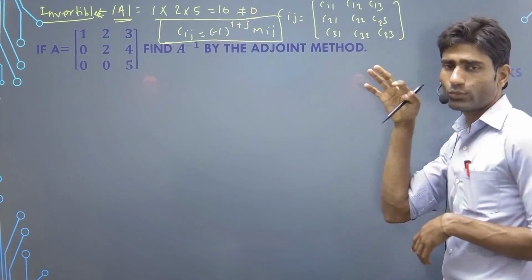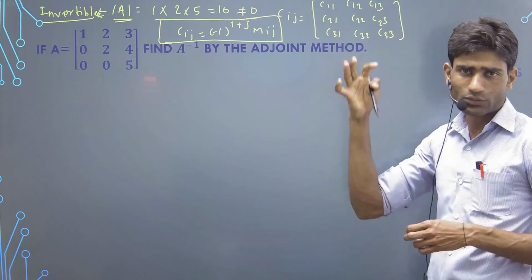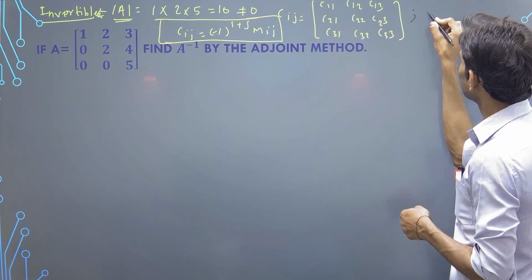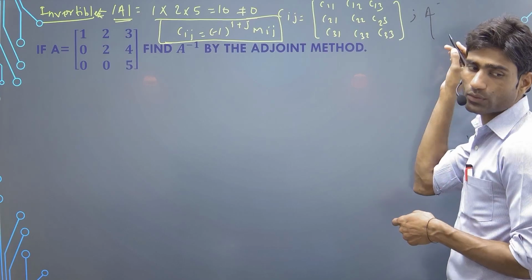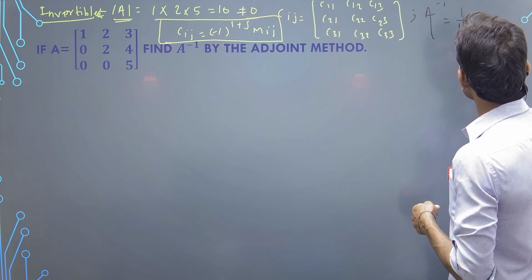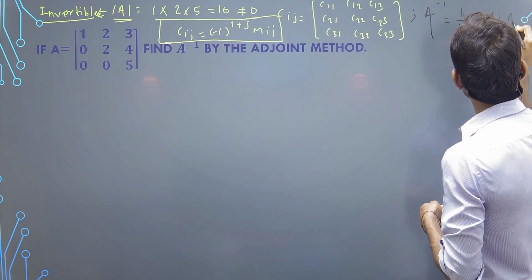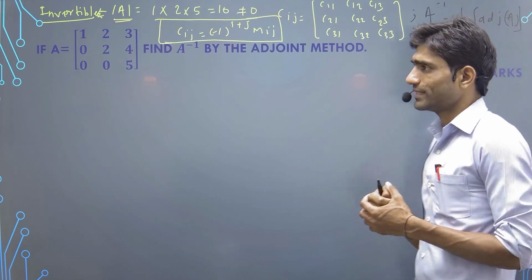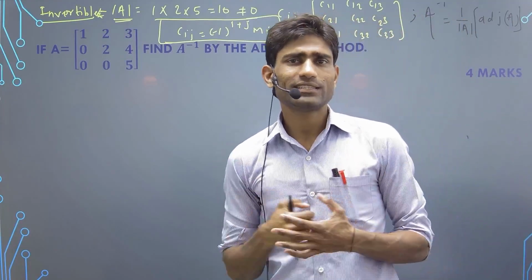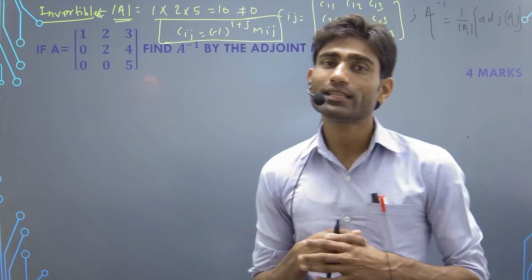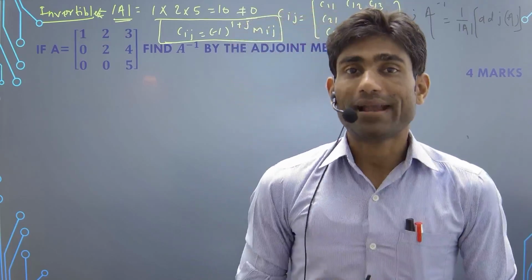For finding the inverse, we have one more standard result: A inverse is equal to 1 upon determinant of A into adjoint of A. This part we have to find here. We know that the determinant is 10, which is non-zero, so we move directly to finding the adjoint of our matrix.